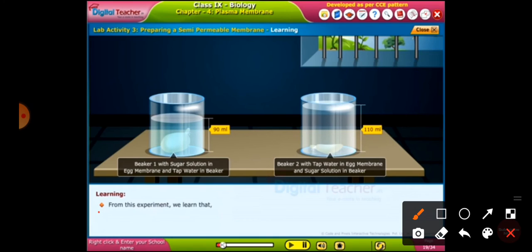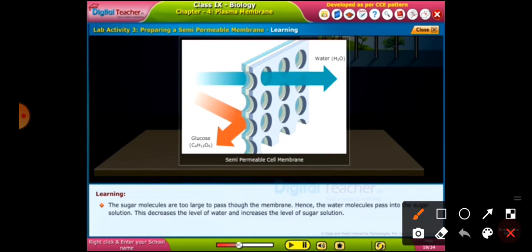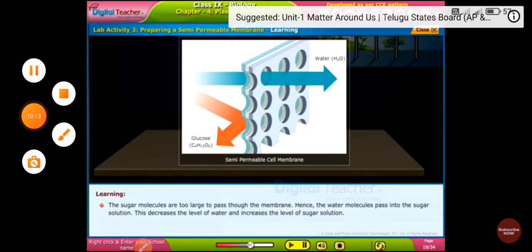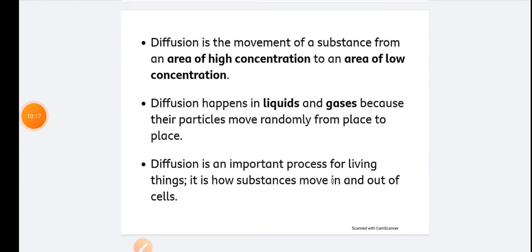From this experiment, we learned that the level of solution in the egg membrane or beaker increases only when it has the sugar solution in it. The sugar molecules are too large to pass through the membrane. Hence, the water molecules pass into the sugar solution. This decreases the level of water and increases the level of sugar solution.